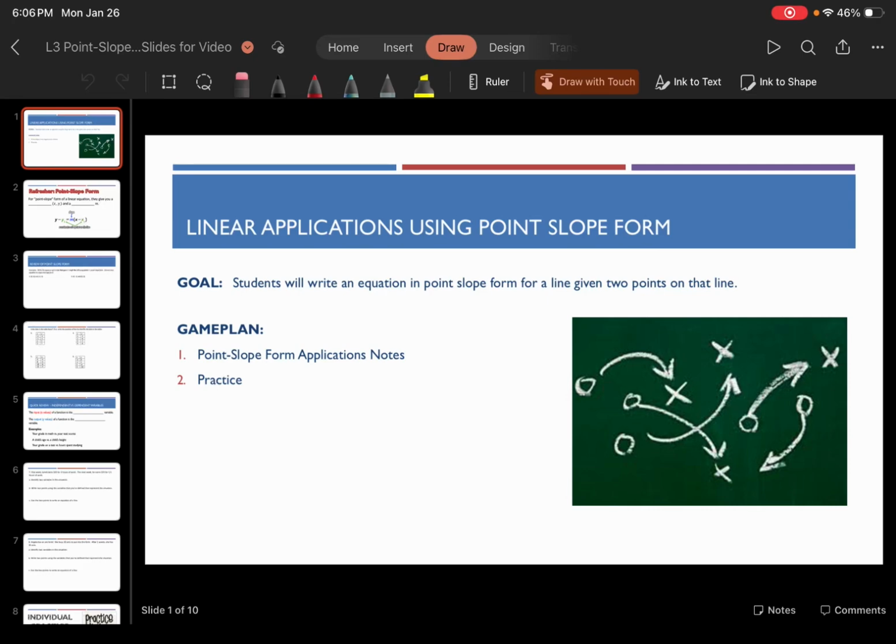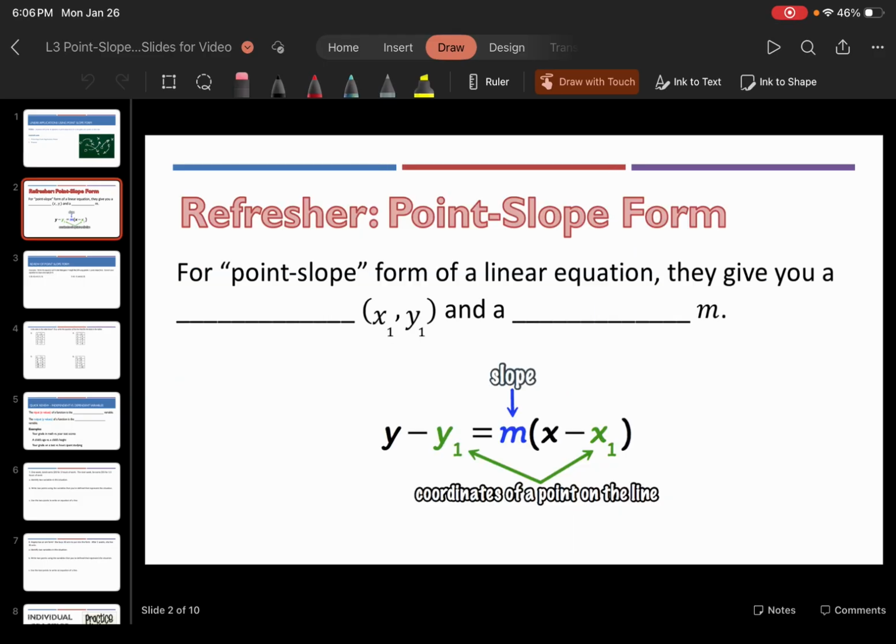Okay, so today we are going to talk about how we can use point slope form equation to help us solve word problems, or in other words, applications. And so we'll go through a quick review of point slope form and what it looks like and how we use it, and then we'll do some actual word problems together.